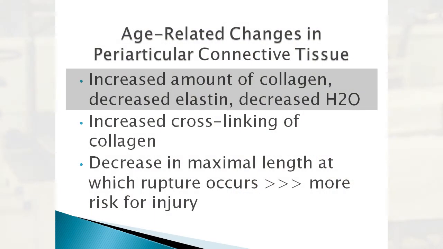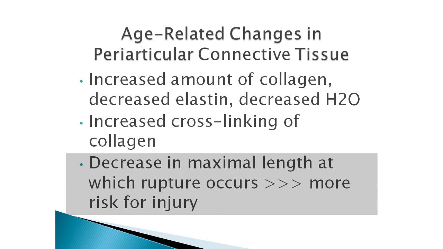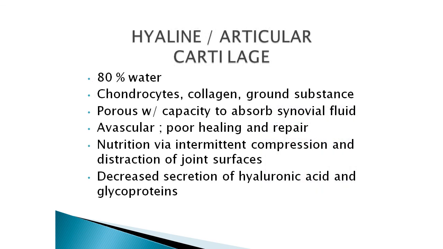Since muscles don't function alone, we need to also discuss the joints and connective tissue by which the muscles operate. Periarticular connective tissue exhibits some predictable changes, most notable of which are an increased amount of collagen, decreased elastin, decreased water content, and increased cross-linking of collagen. This leads to a decrease in the maximal length at which rupture occurs, placing the patient at more risk for injury. The end result is a loss of range of motion and flexibility with aging. In fact, a 70-year-old person has an average loss of 20 to 30% of the flexibility they had in their youth. What happens to the joints?